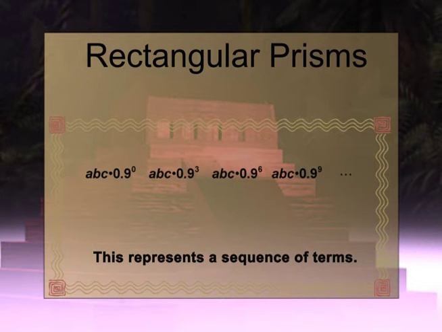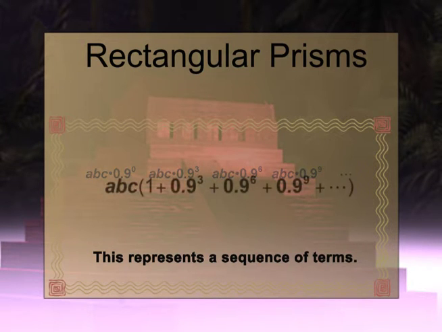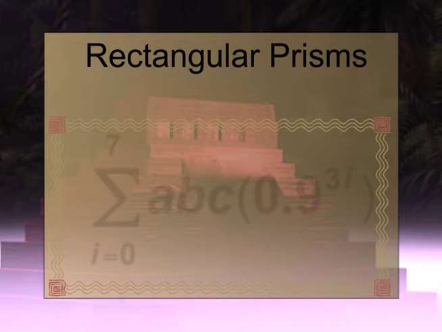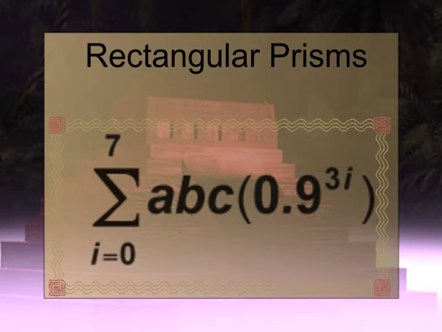To find the total volume of the pyramid, add the terms in the sequence, including the volume of the bottom tier. The sum of the terms in a sequence is called a series. There is a simple way of writing a series that might have many terms. Use the summation symbol, sigma, as shown here. This is read as the sum from i equals 0 to 7 of ABC times 0.9 to the 3i power. And you can use the TI Inspire to find the value of the series.